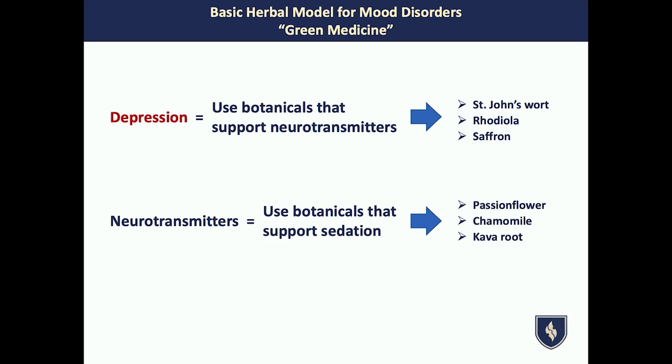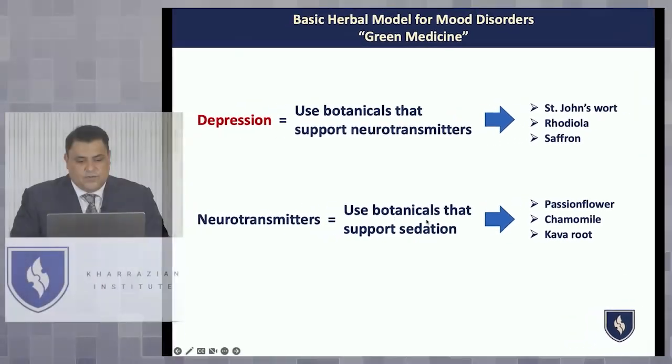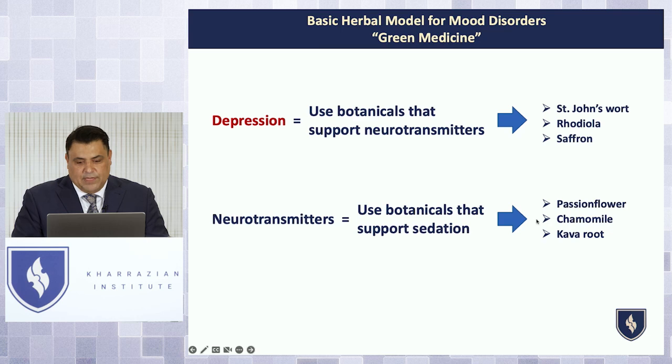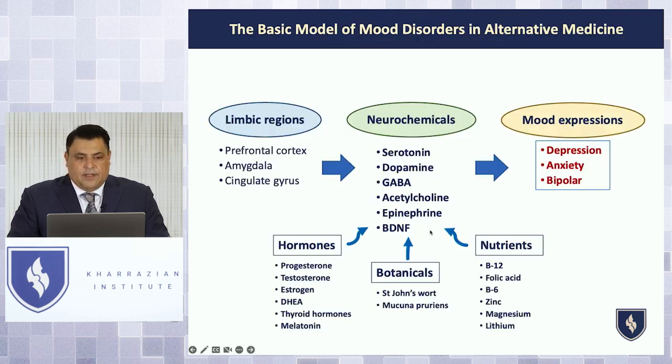So then you get into green medicine models. And we'll talk about green medicine models. What are botanicals? What are natural compounds that can be used instead of using a pharmaceutical that's natural? Things for depression, it might be like St. John's wort. And there's clinical trials that show St. John's wort has some impact on depression when it's done for a short period of time. Or it's just neurotransmitters, use botanicals to support sedation, things like passion flower, chamomile, kava root, for things like anxiety, for example.